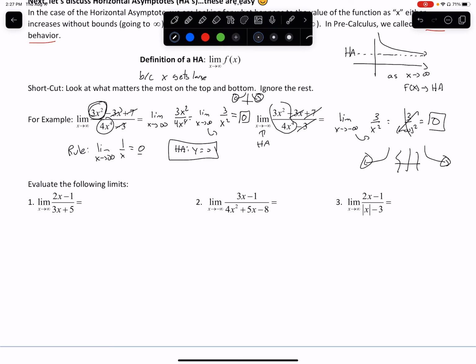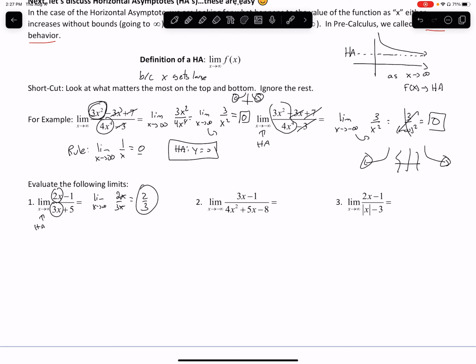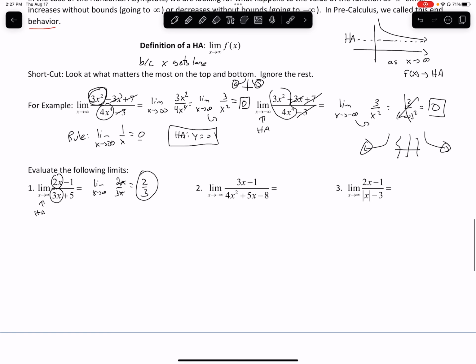If we were to try number 1, what matters the most on top is I'm going to infinity, so recognize this as a horizontal asymptote, the top and the bottom. So we get the limit as x goes to infinity, 2x over 3x. Oh, look, the x's cancel. And that's just a constant, so that just stays 2/3. Now, this one should look a little familiar.